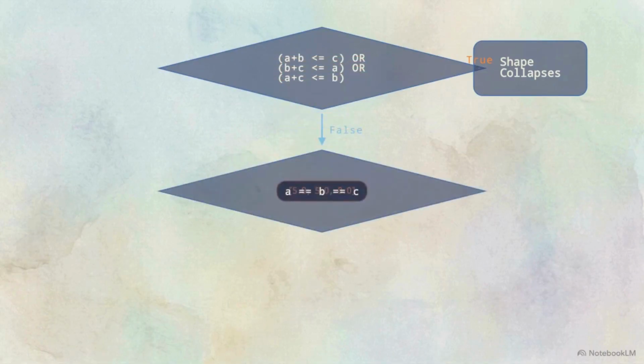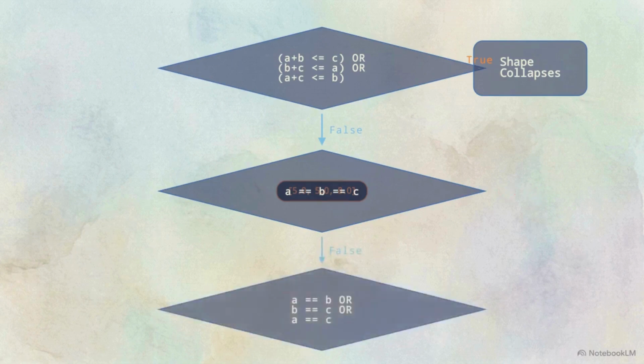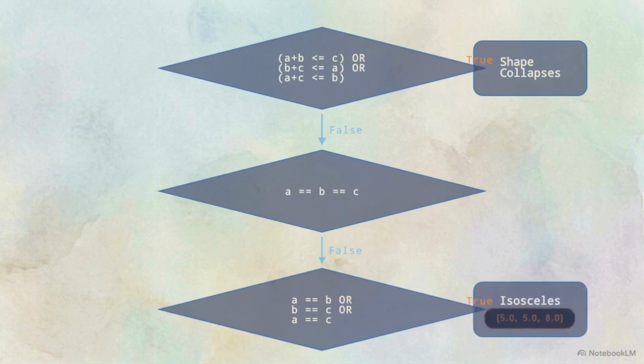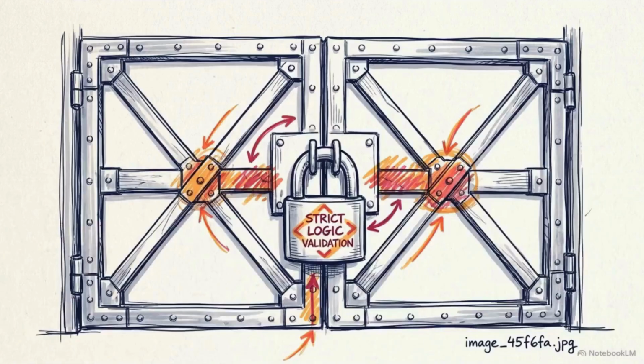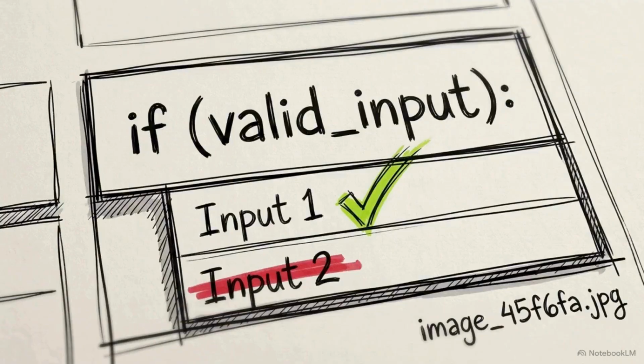Let's pass in the test lengths 5, 5, and 8. The shape passes the existence check. The data cascades past the equilateral condition, because 8 does not equal 5, and lands successfully on the isosceles outcome. Geometric validation is an exercise in strict logic gating. Filtering data through these conditional constraints protects your system's integrity from invalid inputs.